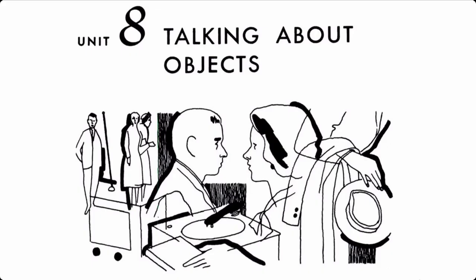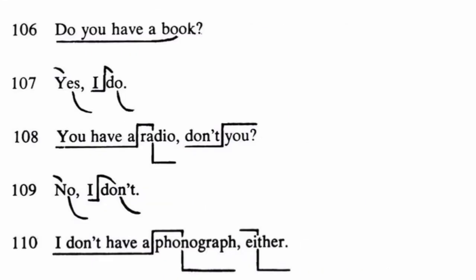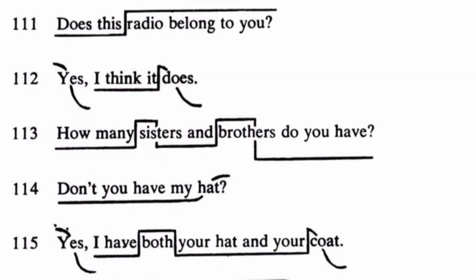Talking about objects. Do you have a book? Yes, I do. You have a radio, don't you? No, I don't. I don't have a phonograph either. Does this radio belong to you? Yes, I think it does. How many sisters and brothers do you have? Don't you have my hat? Yes, I have both your hat and your coat.